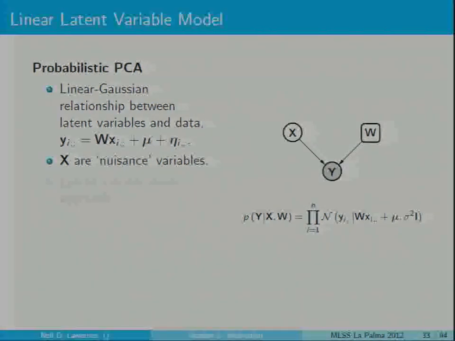But this is an easy one, okay? So y is dependent on x and w. It's also dependent on mu, but I didn't include it in the graph because I didn't want to confuse you. So the latent variable approach is that these x are nuisance variables, and we want to get rid of them, because we don't know what they are. We don't know what the underlying causes are.